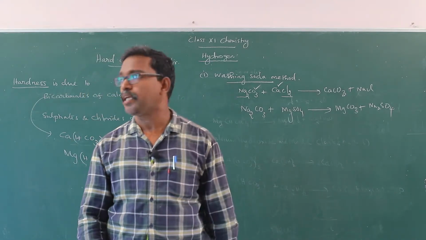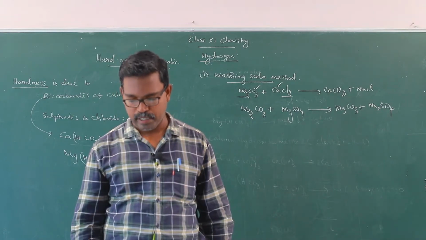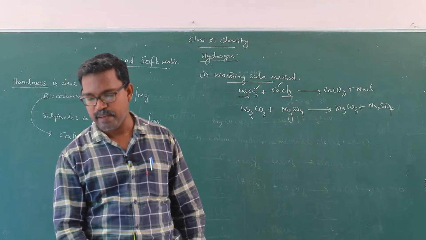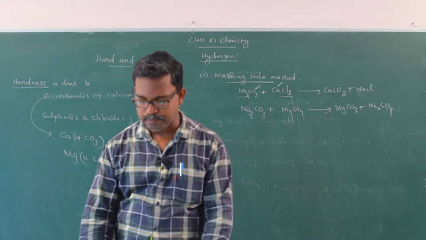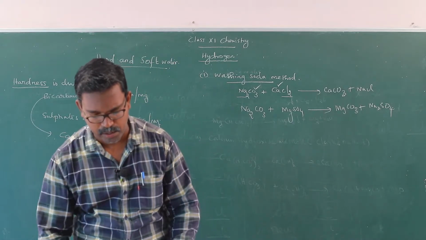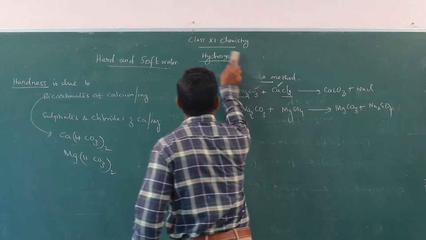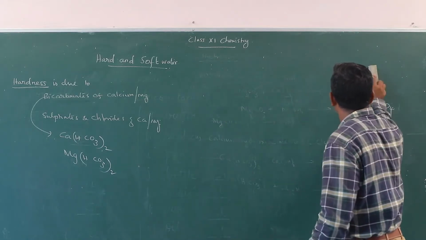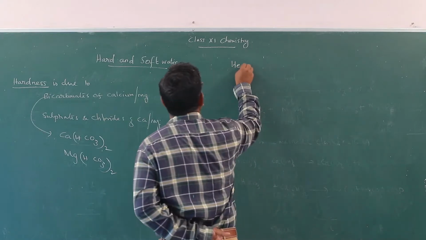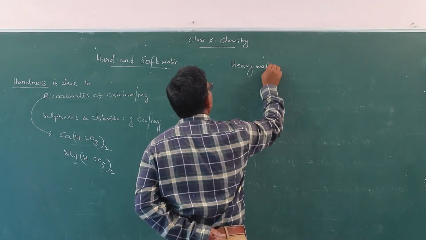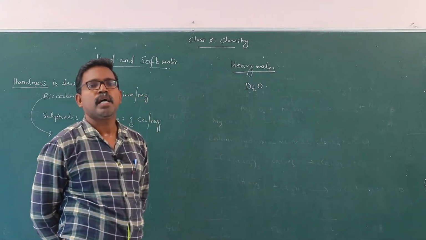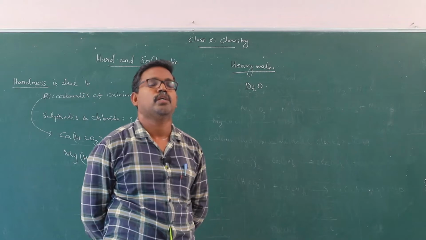So, this is all about the hard water and the soft water. The next topic is heavy water. What is heavy water? Heavy water and dihydrogen as a fuel for future. Deuterium oxide is called heavy water, D2O. Heavy water is an industrially very important compound.